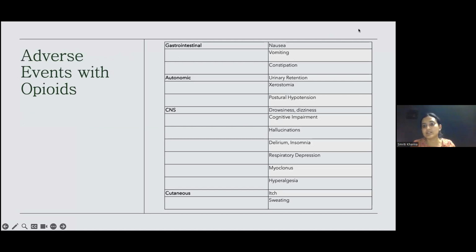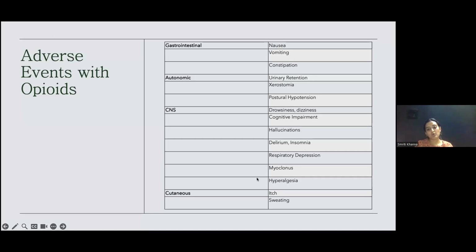These are some of the adverse events associated with opioids. Gastrointestinal, mainly because of low gut motility: nausea, vomiting, constipation. Autonomic symptoms are because of cholinergic activation, so you have urinary retention, xerostomia. You can have some postural hypotension, which can contribute to dizziness. CNS-wise, you have drowsiness, cognitive impairment, hallucinations, delirium, insomnia, respiratory depression. All these are CNS side effects of opioids.